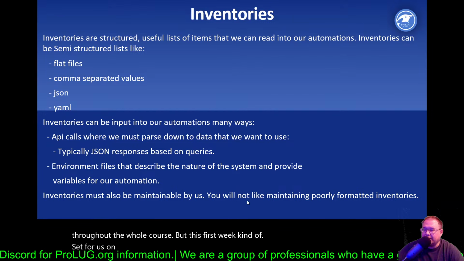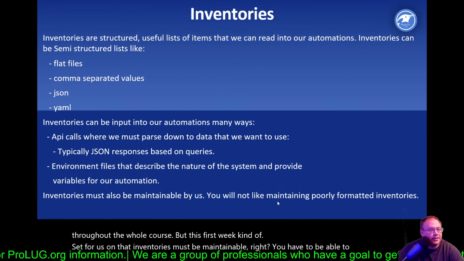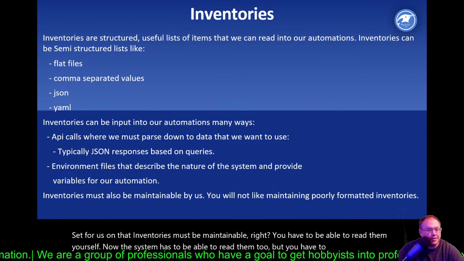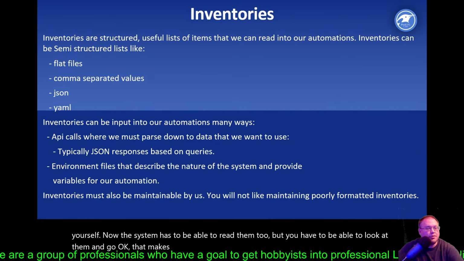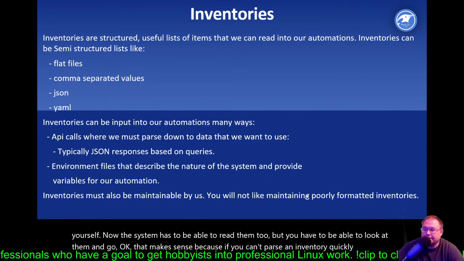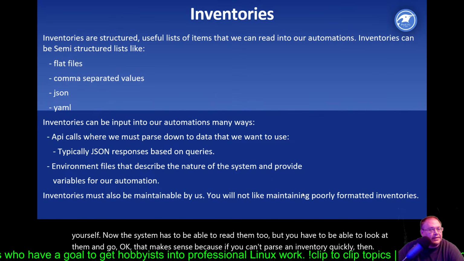Inventories must be maintainable, right? You have to be able to read them yourself. Now, the system has to be able to read them too, but you have to be able to look at them and go, okay, that makes sense. Because if you can't parse an inventory quickly, then you can't maintain it. That's for sure.